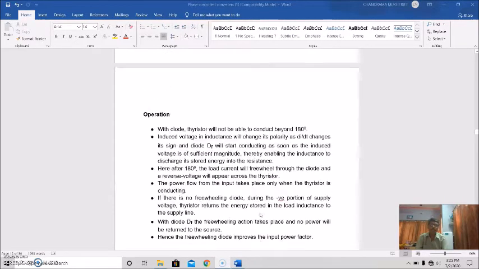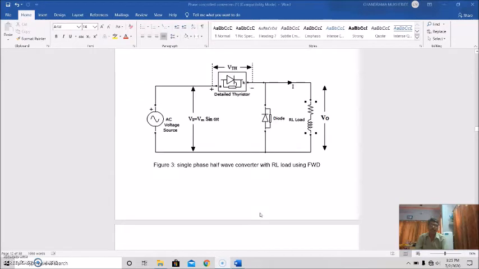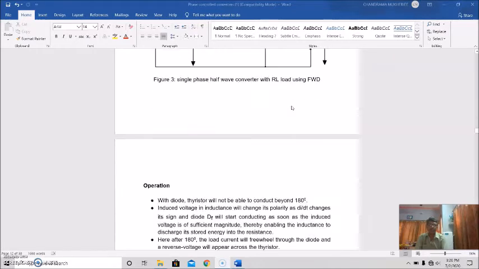So once again, I'm explaining. This is the circuit where the freewheeling diode is connected across the load. This is the RL load. This is the input voltage or supply voltage, that is the source voltage, Vs equal to Vm sin omega t. This is the thyristor, and this is the voltage drop across the thyristor. This is the load current.